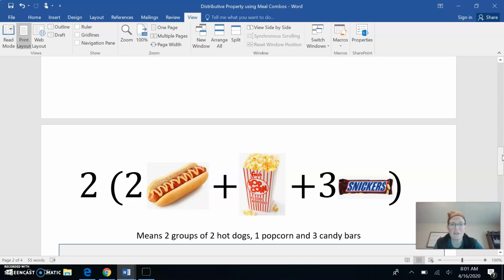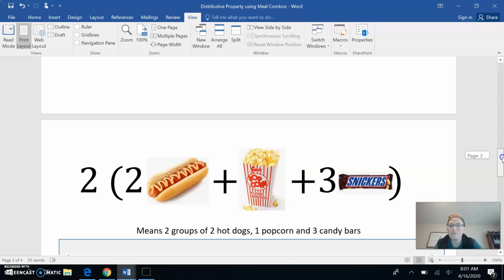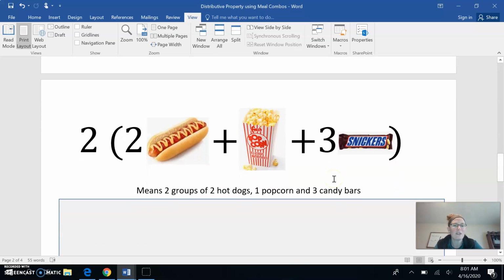Mrs. Dunn is missing baseball season, so I was thinking if I was at my son's baseball game, what would my family eat? We would definitely be eating hot dogs, we would have popcorn, and of course you have to have chocolate. So say I go to the concession stand and I get 2 hot dogs, a popcorn, and 3 Snickers. I do that in more than one trip. Let's say, oh, you know what? I need that doubled. So I have 2 groups, and in each group there are 2 hot dogs, 1 popcorn, and 3 candy bars.